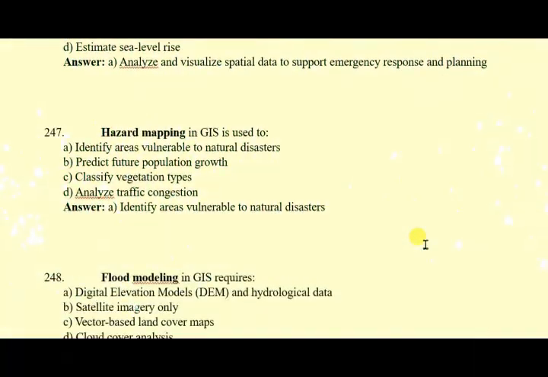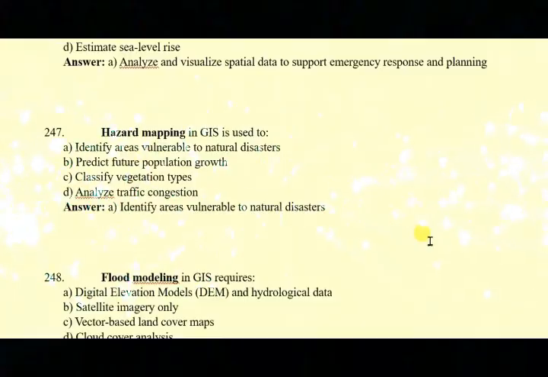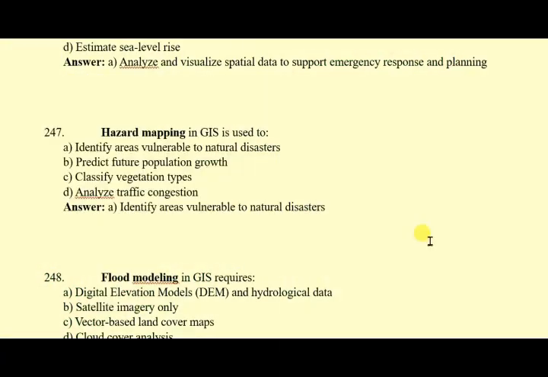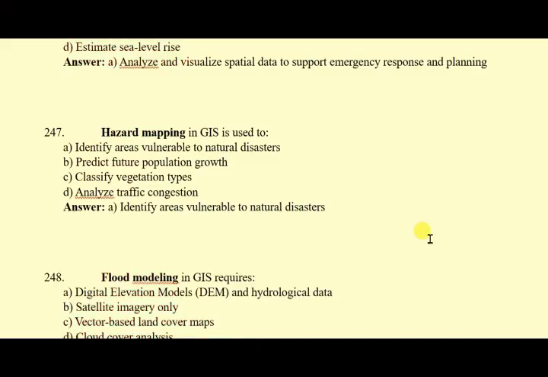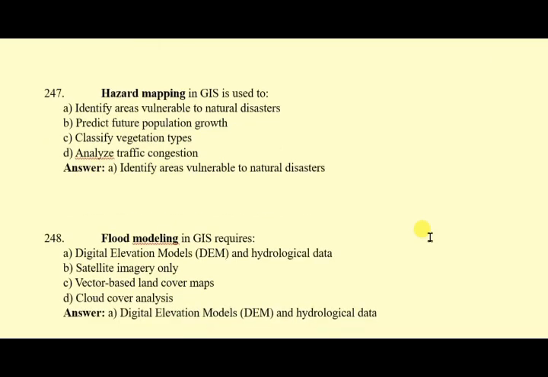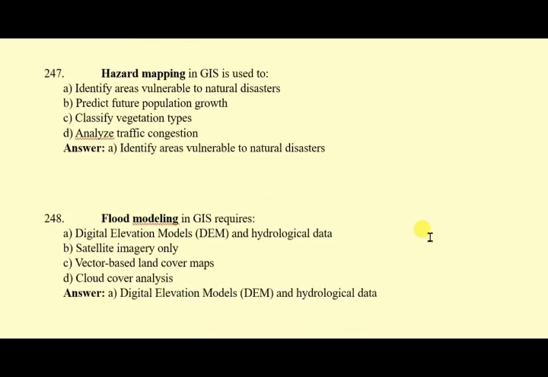Question 247. Hazard mapping in GIS is used to identify areas vulnerable to natural disasters, predict future population growth, classify vegetation types, analyze traffic congestion. Here the correct answer will be identify areas vulnerable to natural resources.